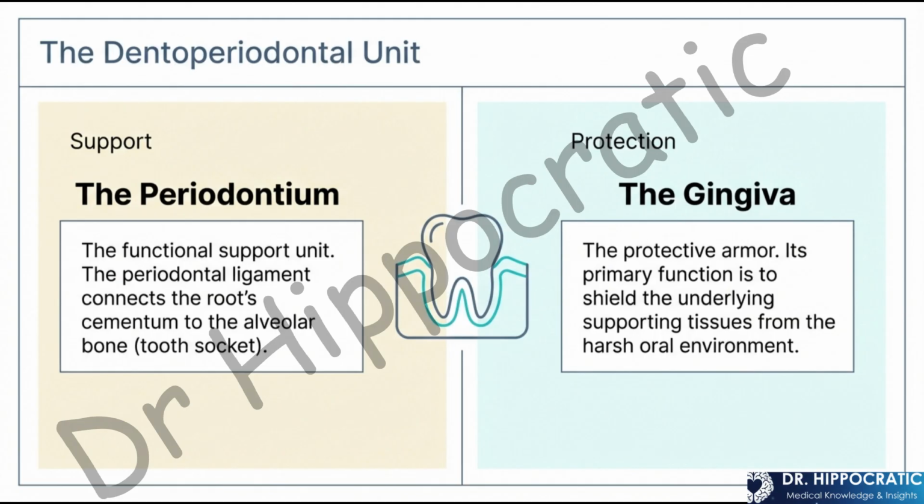Okay, so that covers the underlying mechanical support. Let's look at the right side of the slide, the protection box. Reading word for word here. The gingiva, the protective armor. Its primary function is to shield the underlying supporting tissues from the harsh oral environment. The harsh oral environment, we throw that phrase around a lot.